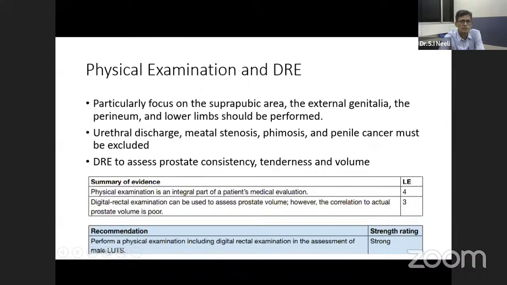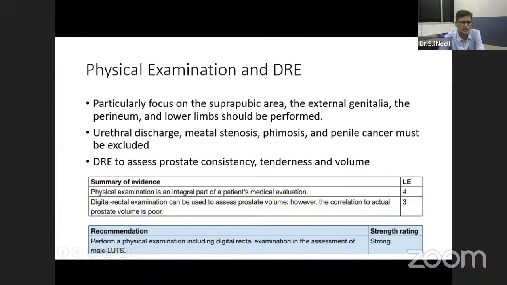In addition to history, what is most important is the physical examination, which includes distal rectal examination. Primarily, focus is on the suprapubic area for a palpable bladder, the external genitalia to look for any phimosis or any meatal stenosis, the perineum to see any scars, or also palpate the urethra for any strictures, and focus neurological examination to see whether there is any neurological problem which is contributing to the detrusor dysfunction. We should also look for any urethral discharges and any malignant growths in the external genitalia.